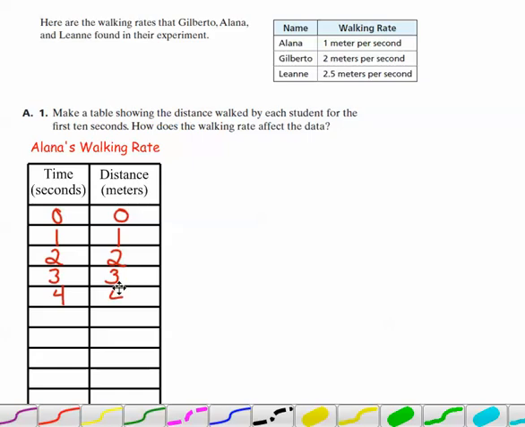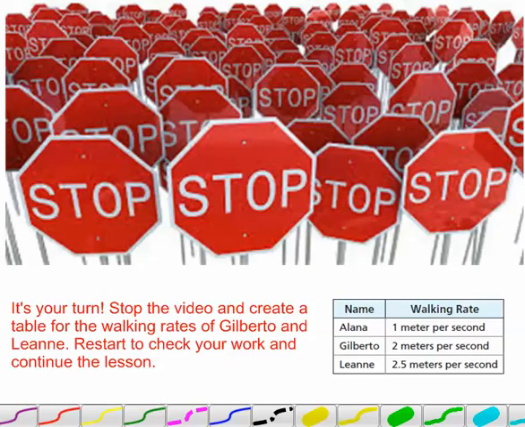Now, using this pattern and the information that you know, go ahead and complete this table for Elena's walking rate. And remember to think about time and the distance that she's walking in that particular time. Don't just go down the columns, go row by row. And after you've completed Elena's table, stop the video and complete the tables for Gilberto and Leanne. Think about their unit rate.